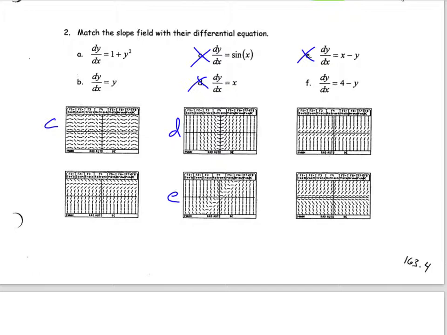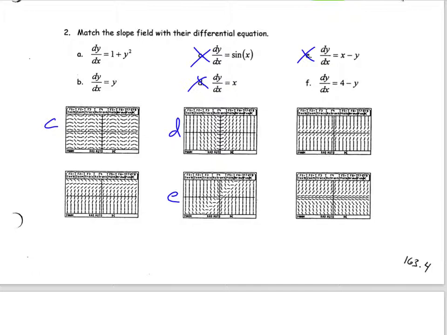Now, what can we do? What can we notice to help us figure out which one's which? You can plug in certain values, and if it doesn't look like that, then it's not it. Okay, give me something you want to plug in. Zero. Like you said, 1, 0. If I plugged in a y value of 0, this one does not match.